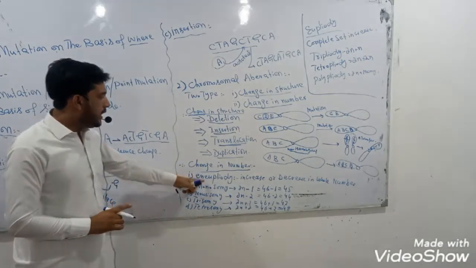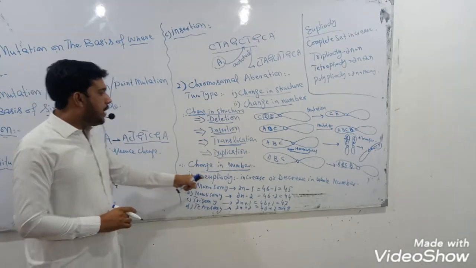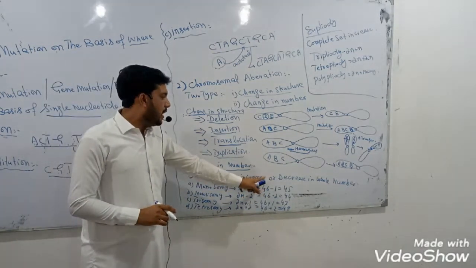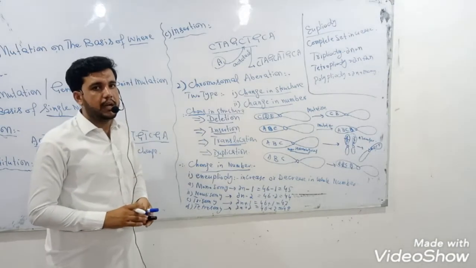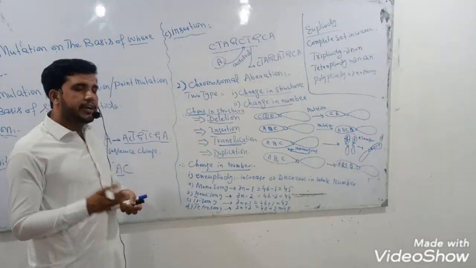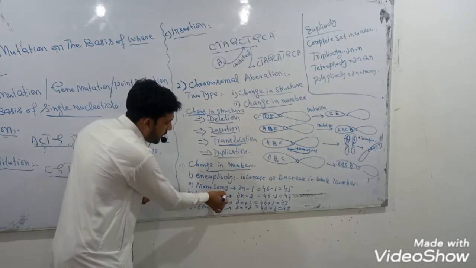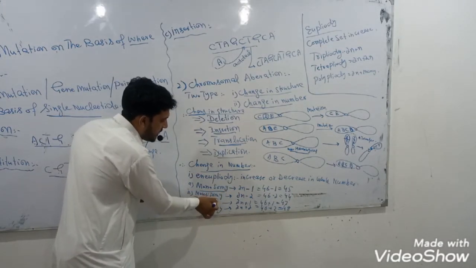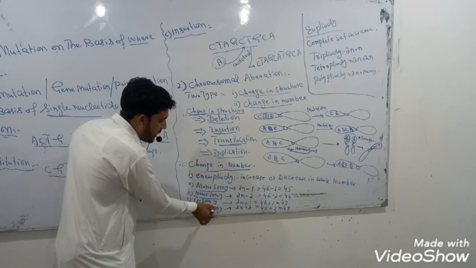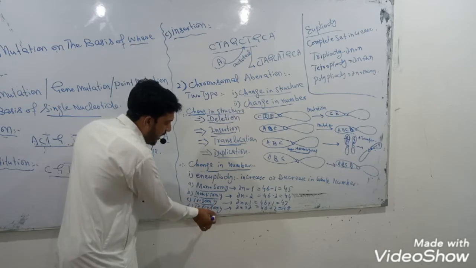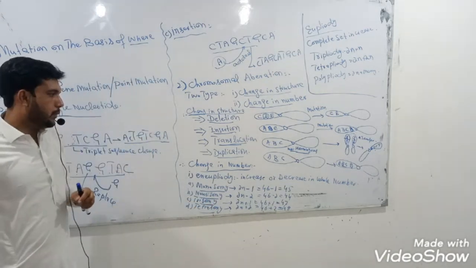Now, on the basis of change in number, meaning change in chromosome number, there are two main types. The first one is Aneuploidy. In Aneuploidy, an increase or decrease occurs in the whole number of chromosomes. It has four types. The first one is the monosomy, the second one is the nullisomy, the third one is the trisomy, and the fourth one is the tetrasomy.